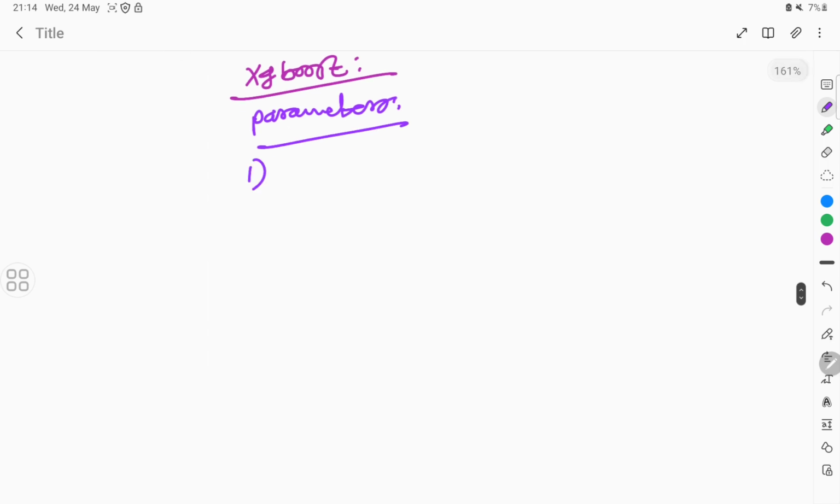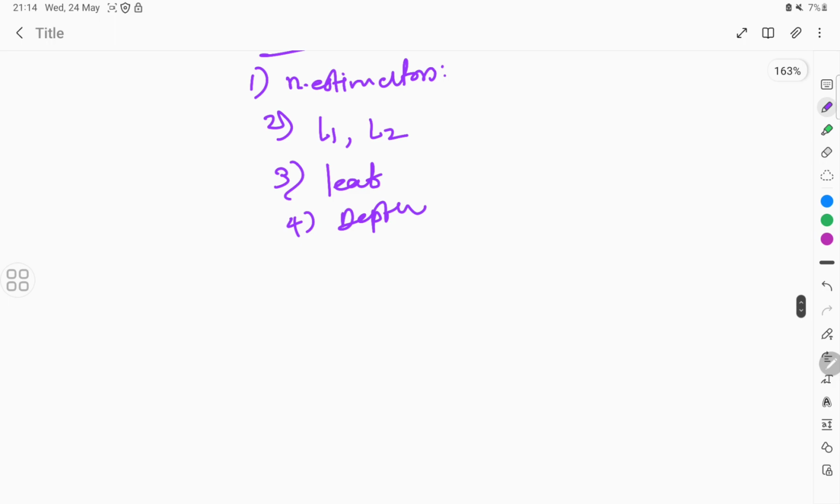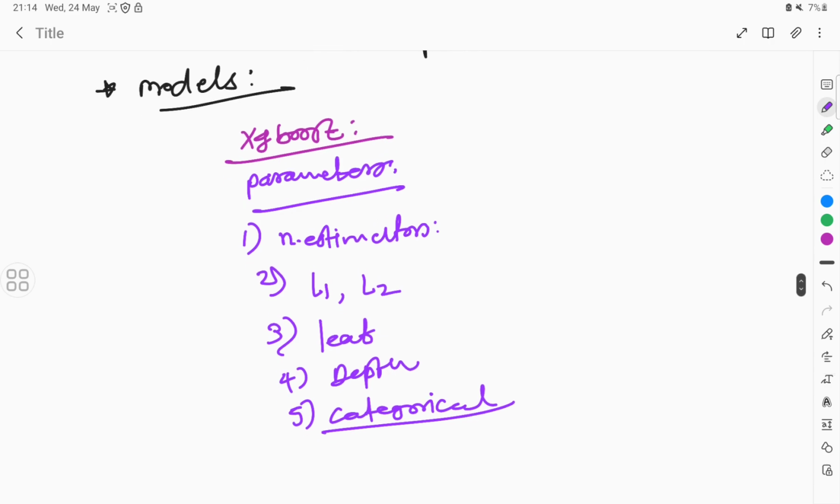So you need to remember all those parameters. XGBoost is nothing but decision trees of boosting type. There is the n_estimator parameter, which means the number of trees. Then second, there are L1 and L2 regularization, which are lasso and ridge. Third is how splitting happens, the leaf size, then the depth size, and there is also an option for categorical values. So all those parameters should be remembered, you should be able to recall them, and you should implement all of them.